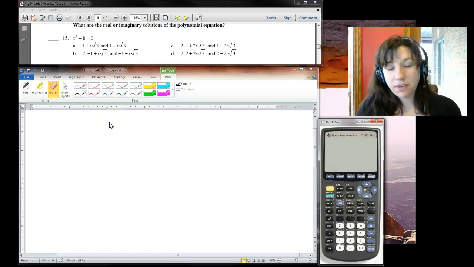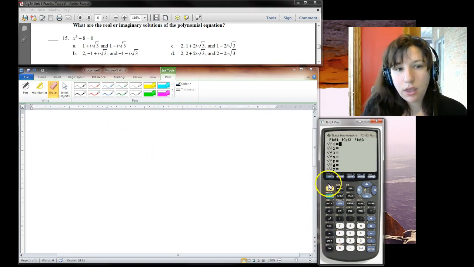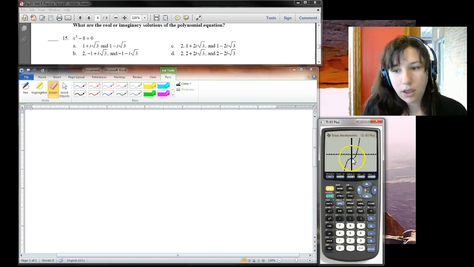All right, now number 15 is asking me the same thing. What are the solutions? Okay, so I'm going to follow the same steps I did for number 14. I go to y equals, and I go to x cubed minus 8, and I go ahead and graph that. And I'm looking for the solutions where my graph touches the x-axis. So let's go to the table.